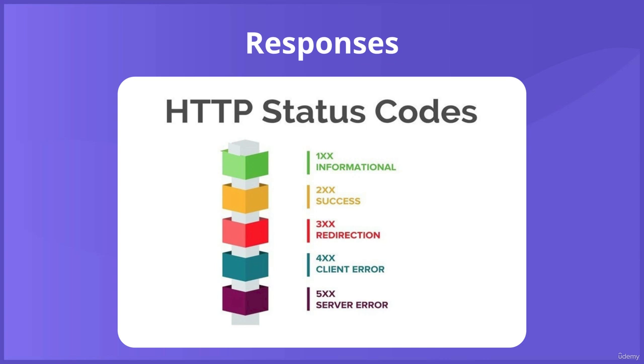302, found. The requested resource resides temporarily under a different URI. 4XX, client error responses. The request contains bad syntax or simply cannot be fulfilled. 400, a bad request. The server cannot process the request due to client error.